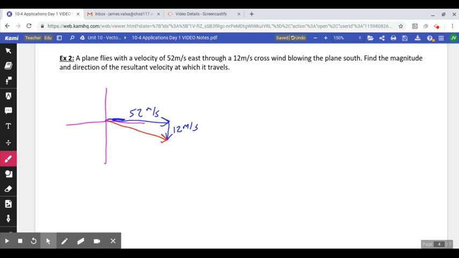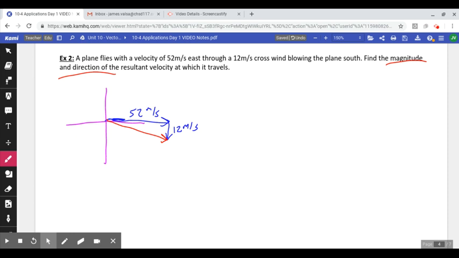So if you don't know much about this, perhaps you've been in a boat or seen a boat trying to cross a river or a lake where there's a breeze or a cross current coming at you from across. And so even though you might be pointed in a certain direction, your boat will actually be affected by that current. The same thing happens with an airplane with air. In this case, it says find the magnitude and direction of the resultant velocity at which it travels.